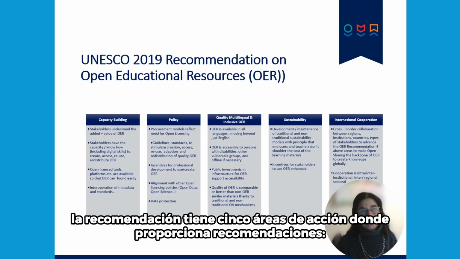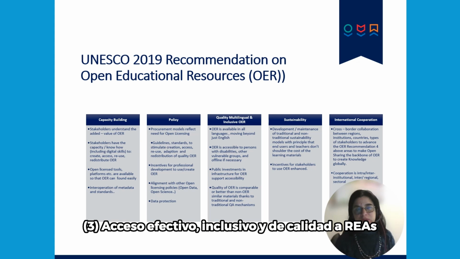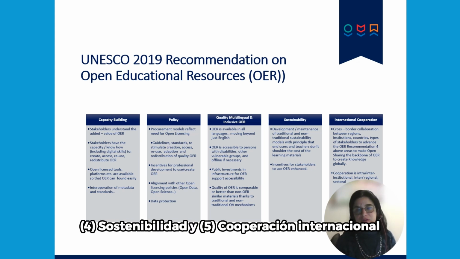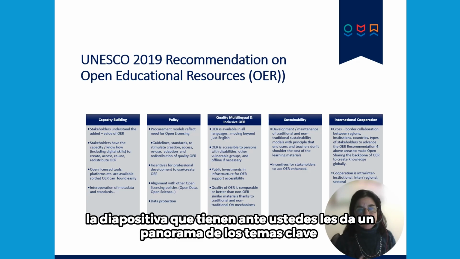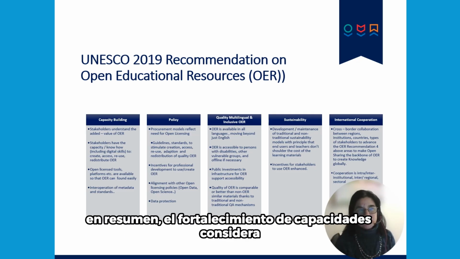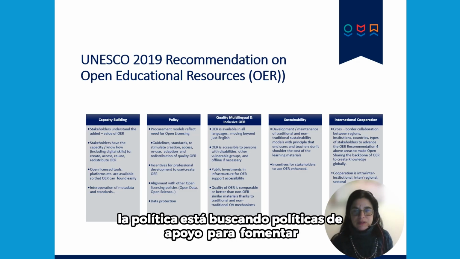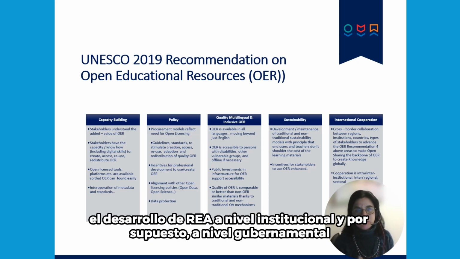The recommendation has 5 areas of action where it provides recommendations: capacity building, policy, quality, multilingual, inclusive OER, sustainability, and international cooperation. The slide that you have before you gives you an overview of the key issues that are in each of the 5 areas. In a nutshell, the capacity building looks at providing the capacity needed to engage with OER. Policy is looking at supportive policies to support the development of OER at the institutional and, of course, governmental level.